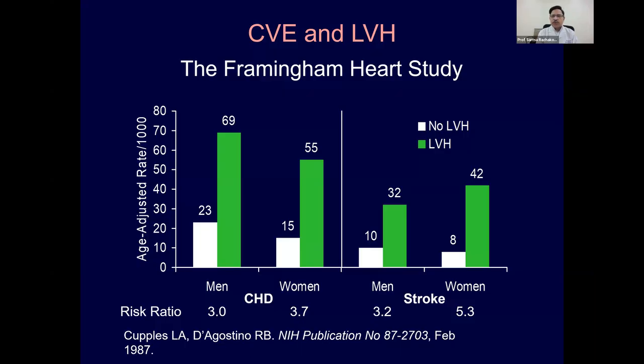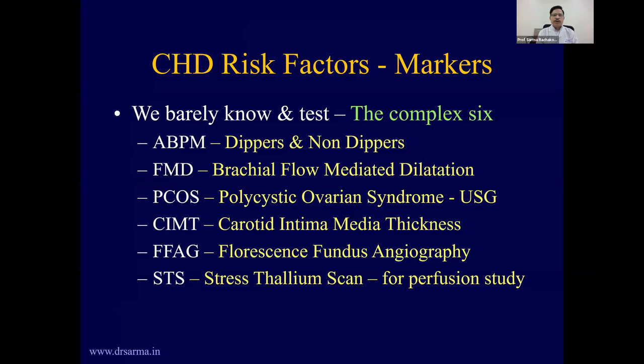For the stroke, 10 versus 32, 8 versus 42. All these things point to us that left ventricular hypertrophy is a very strong risk factor for coronary artery disease and stroke. What I have to do? I must measure every patient, echocardiographic evaluation for left ventricular hypertrophy.